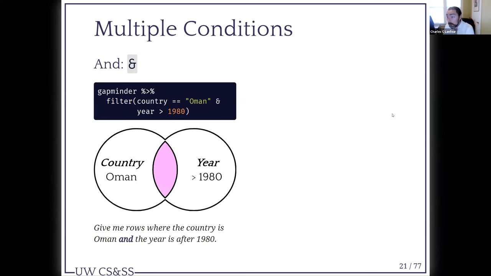Okay, so to compare these things, if I say gapminder and then filter so that country is equal to Oman and year is greater than 1980, this is what I've done. I've said, okay, there's a whole world of observations for which the country is Oman and a whole world where the year is greater than 1980, but I only want the intersection of these things. I want the rows where the country is Oman and the year is after 1980 and discard anything that doesn't satisfy both of those simultaneously.